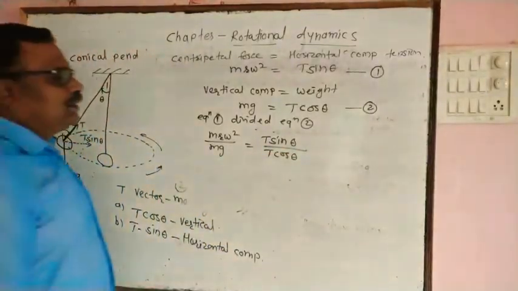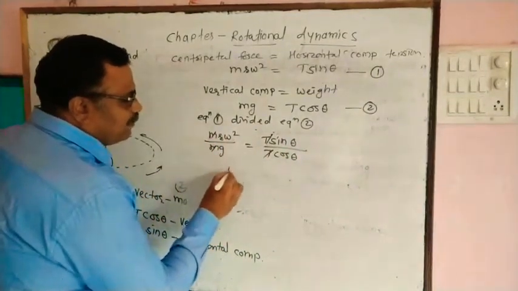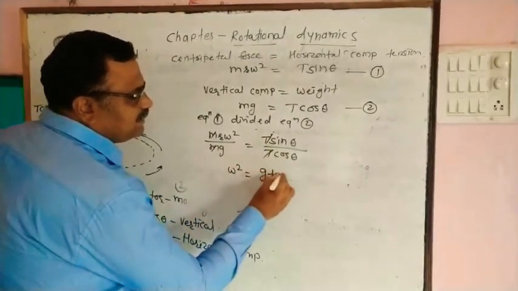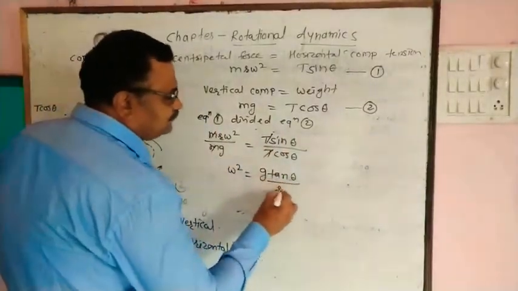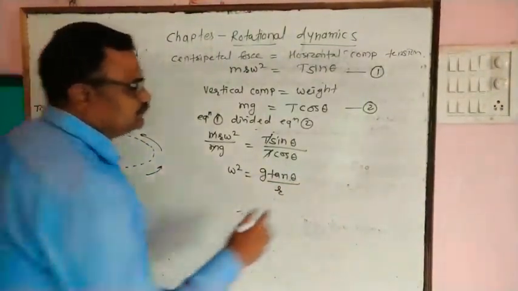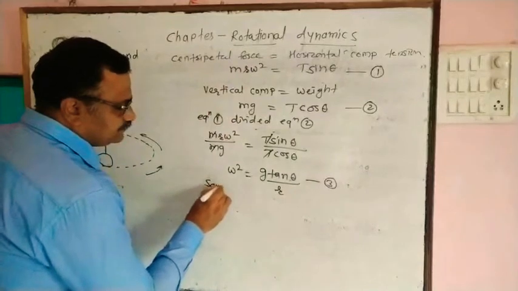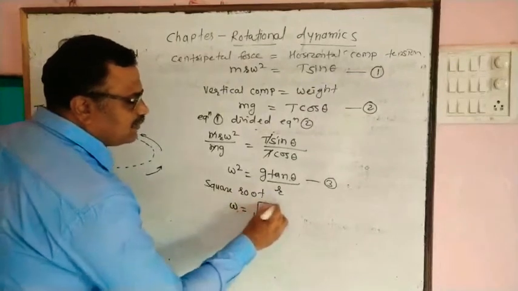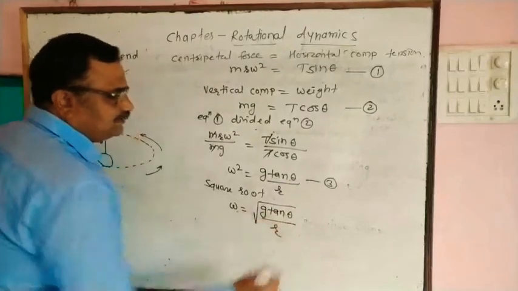Now, here t gets cancelled, and therefore we get omega square is equal to g into tan theta, sin theta upon cos theta, is equal to tan theta upon r. This is equation number 3. Taking square root of both sides, we get omega is equal to under root of g tan theta upon r.